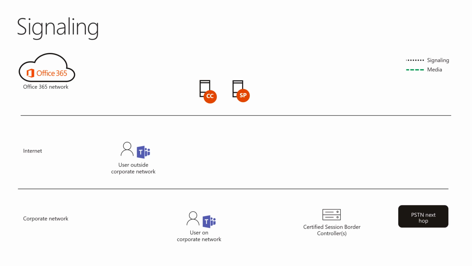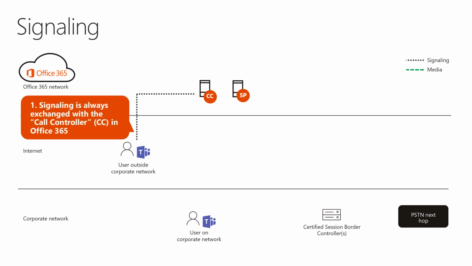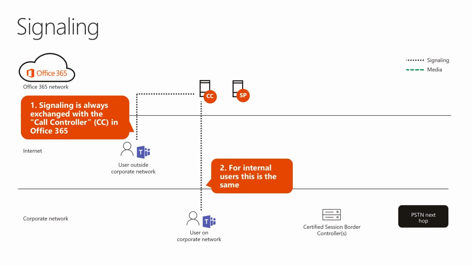Users can either connect from the internet, so they're outside of your corporate network, or from your corporate network to Office 365. If we have a user from outside the corporate network, they will have the signaling sent directly to a component in Office 365 that's called the call controller. And signaling is really all this information of, well, I'm online, I want to initiate a call with this or that person, this is how I can be reached, and so on. From a user on the corporate network, the flow looks the same.